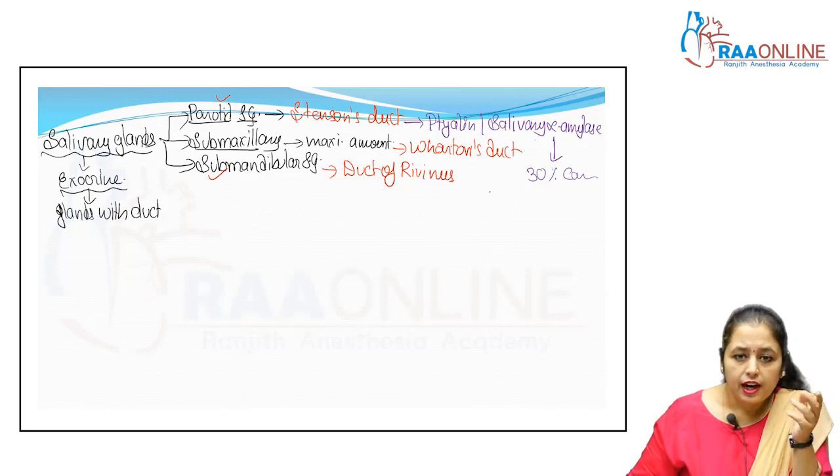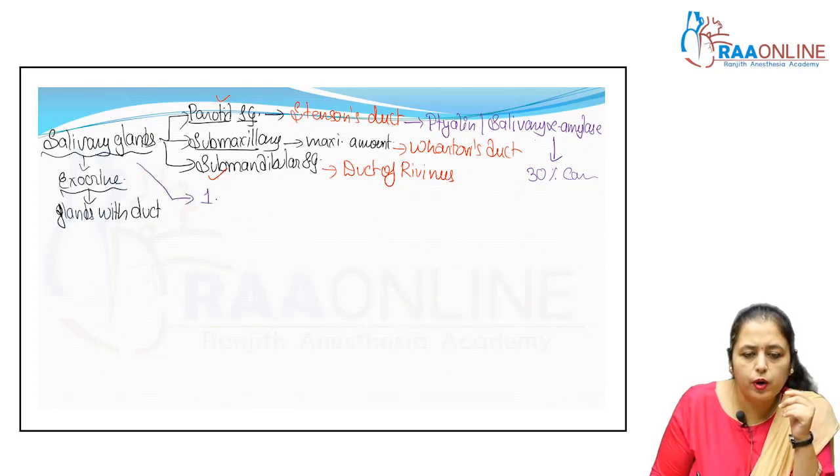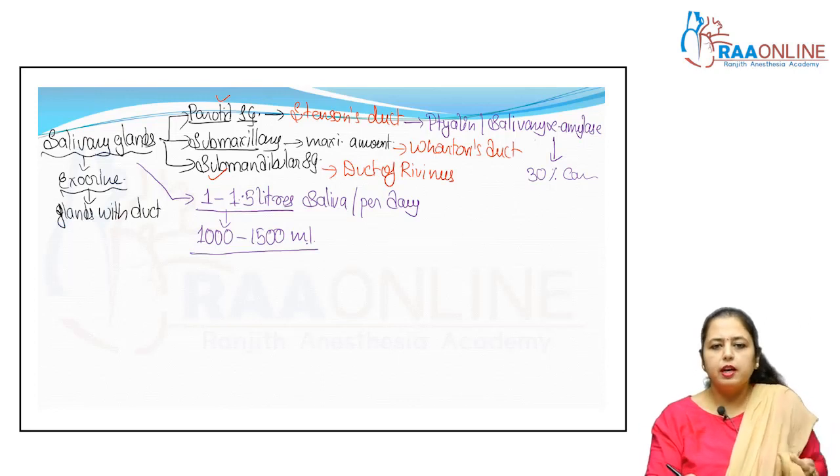That salivary gland secretes 1 to 1.5 liters of saliva per day. It is in liters, but in some questions it is sometimes asked in ml also, so that is 1000 to 1500 ml.